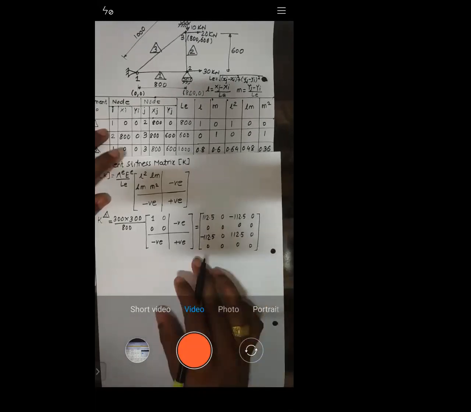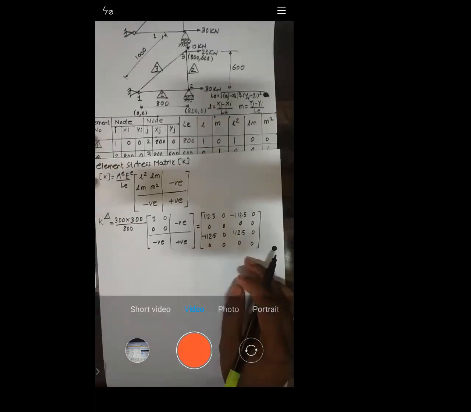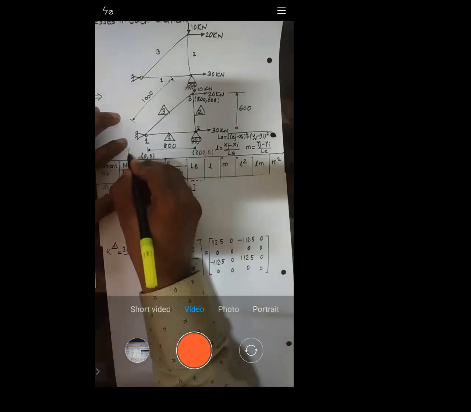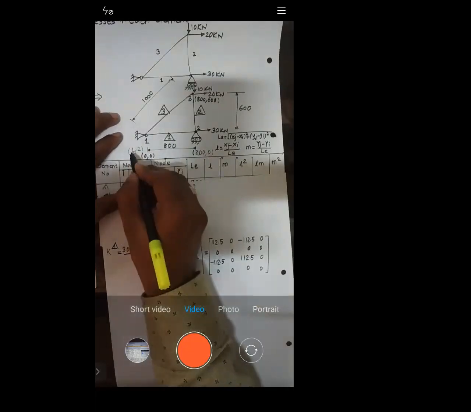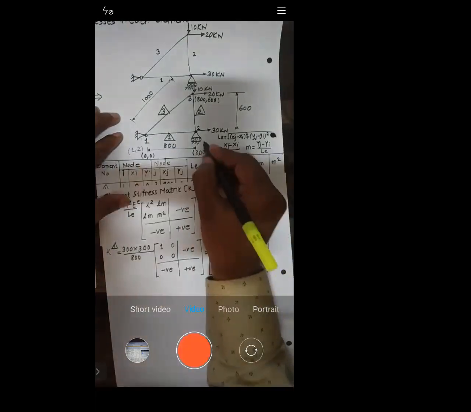So here you need to give the numbers to the rows and columns. Every node will have 2 degrees of freedom. So let me call this 1, 2. What is the meaning of 1? The node 1 will move in X. What is the meaning of 2? Node 1 will move in Y. Similarly for node 2, I will write down 3, 4.